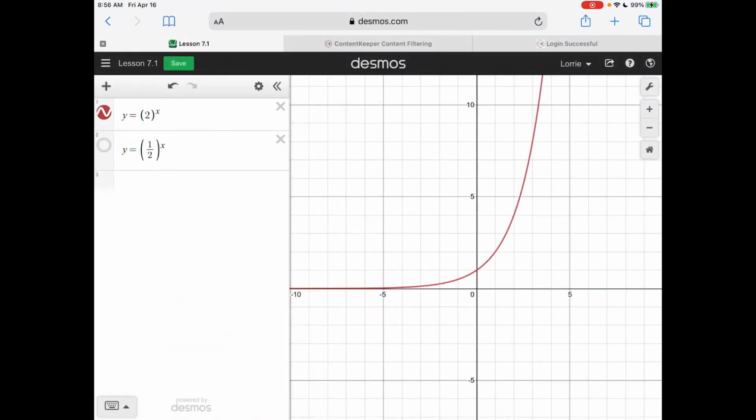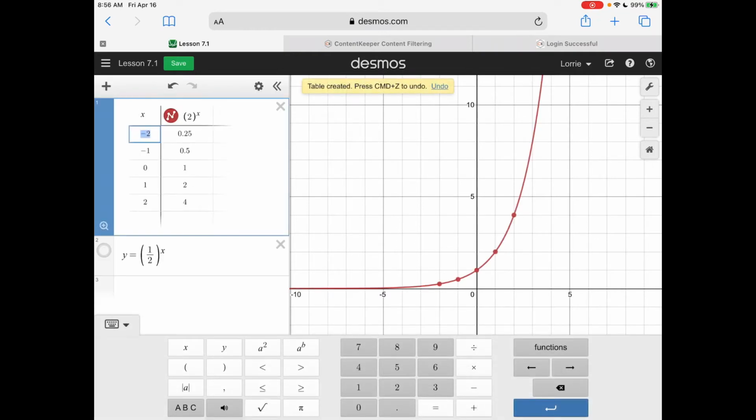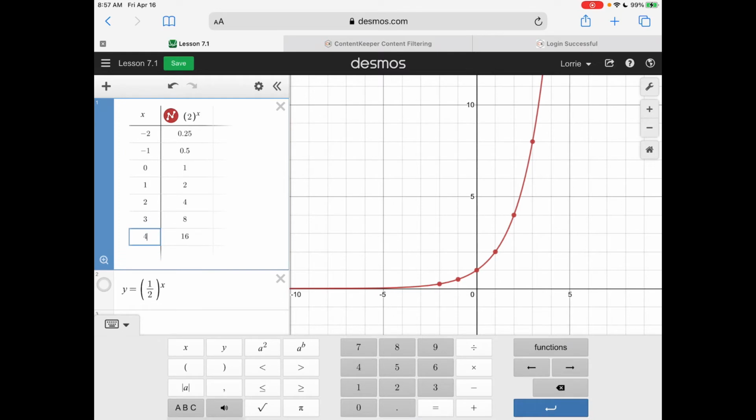Here we are in Desmos, and this is what our equation y equals 2 raised to the x power looks like. In order to be able to easily graph this, I'm going to go to the little gear button and click on a table. This is going to give me some values that I can use. I think I want to grab a couple more points, so I'm going to say 3 and 4 and maybe -3 and -4.